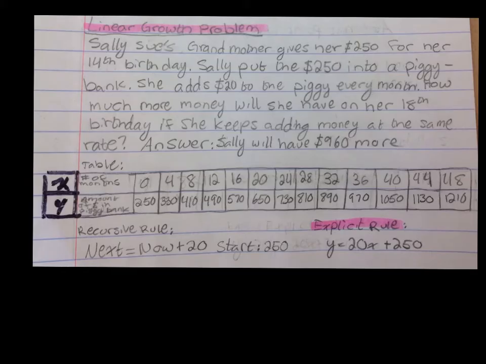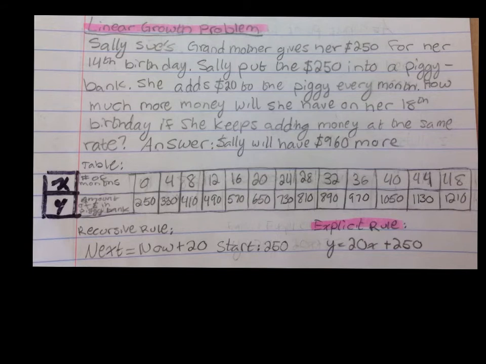Today I'm going to show you how to solve a linear growth problem. So let's say Sally Sue's grandmother gives her $250 for her 14th birthday. Sally puts the $250 into a piggy bank. She adds $20 to the piggy every month. How much more money will she have on her 18th birthday if she keeps adding more money at the same rate? The answer to this is Sally will have $960 more. This is because she starts off with $250 and she adds $20 each month. So you have to add $20 to $250 each month also.